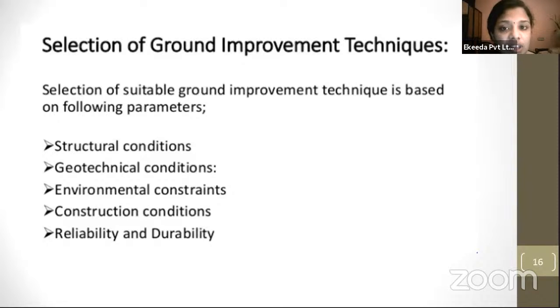Then next is selection of ground improvement techniques. Selection of a suitable ground improvement technique is based on the following parameters like structural condition, geotechnical conditions, environmental constraints, construction condition, reliability, and durability. So all these are the factors based on which we select which techniques to be used. We discussed certain techniques, and all these techniques cannot be applied simultaneously. We should select which type is more suitable for your particular site. Okay.